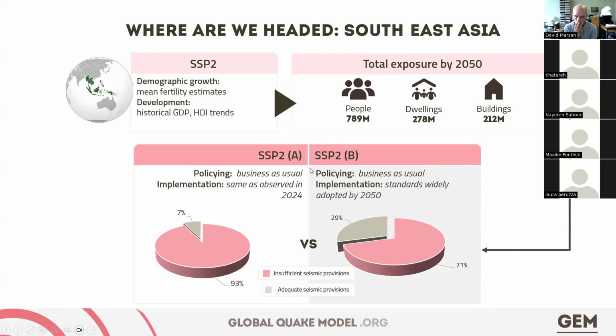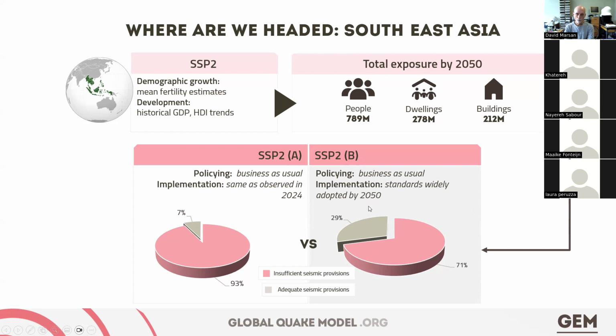Whereas if we proceed on a future B, or on a path B, on a proposed narrative B, where new building standards or safer standards, better building codes are widely adopted by 2050, then the number of people that is going to live in dwellings with insufficient seismic provisions is going to be dramatically reduced. And this is going to translate effectively into lower risk.